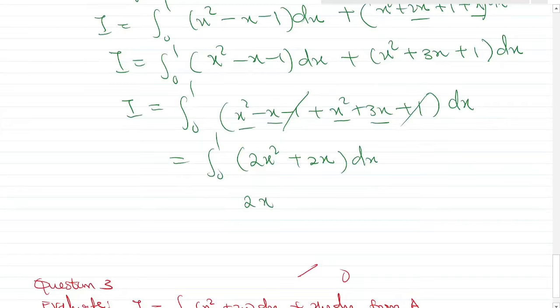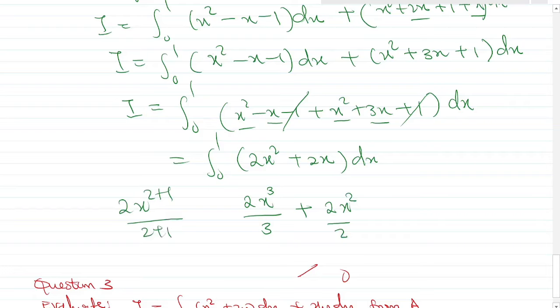That will be 2x cubed divided by 3, plus the integral of 2x will give 2x squared divided by 2. I hope you understand that. That's like 2x squared, then you add 1 and divide by 2 plus 1, so that's 2x cubed divided by 3. And if you do the same for 2x, it's already raised to power 1, so you add 1 and divide by 1 plus 1, so that will be 2, like we have it here. And of course, that's from 0 to 1.